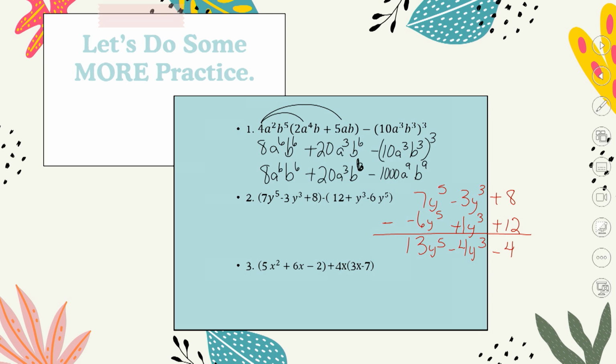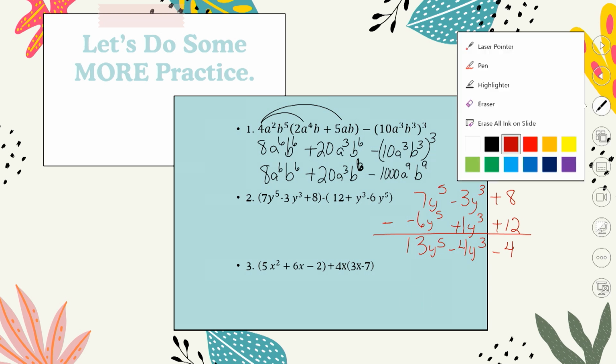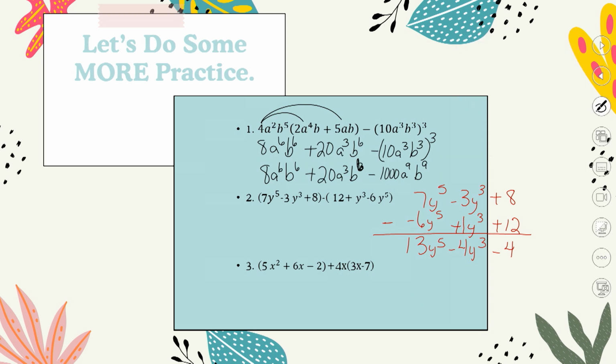All right, so let's do this last one. Let me get one more color. Let's do green. So first thing I need to do is get my parentheses out of the way. So I'm going to distribute here. So I'm going to have 4 times 3 is 12. X times x gives me that x squared. 4x times a negative 7 gives me that negative 28x.